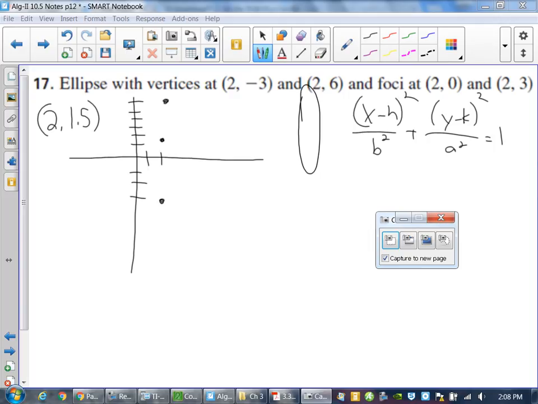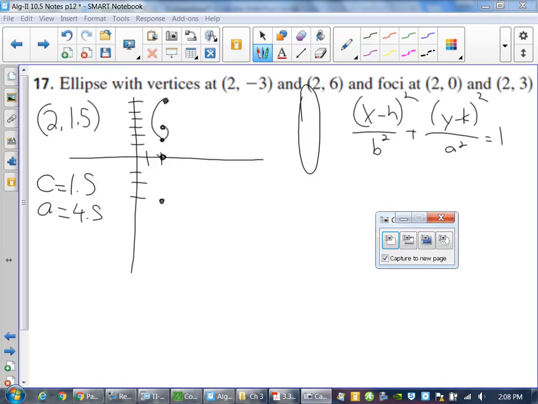So now we have to figure out our a's and our b's and our c's. Well, the givens are our foci. Our foci being at (2, 0) and (2, 3). So the distance from center to foci is c. That's 1.5. From center to vertex is our a value. And I believe that was 4.5.